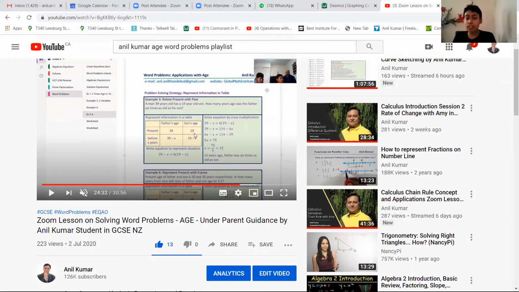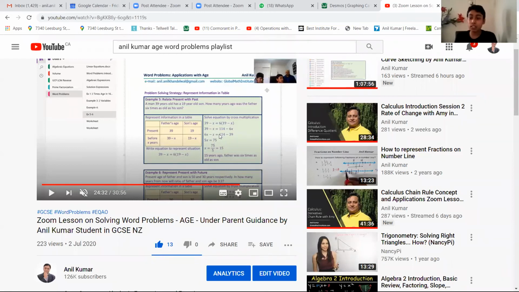So now we have to find out what was the multiple of 6 years where both of them is six times. So what I would do is I would do 39 minus x, which equals to 6 multiplied by 19 minus x. This is because the son has to be 6 times a smaller age than his father, which equals 39 minus x equals to 114 minus 6x. This is because multiplying both x value and 19 as well.